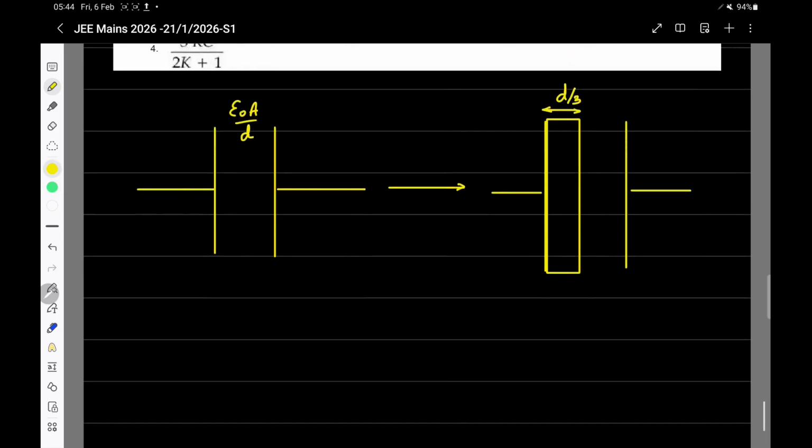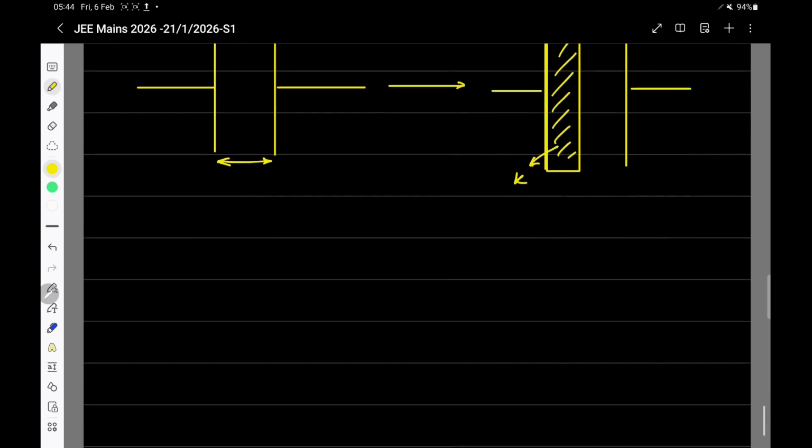You had initially a capacitor whose capacitance was epsilon naught A by D. Now they have filled one third of the separation between the plates. Initially this was D. Now this is D by 3. They have filled it with a dielectric of dielectric constant K, and they're asking what is the capacitance of this system. So there are two ways of doing this question.